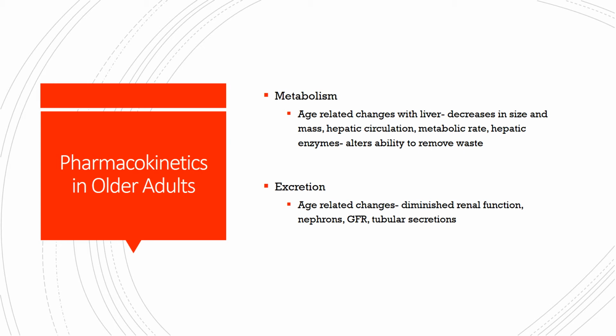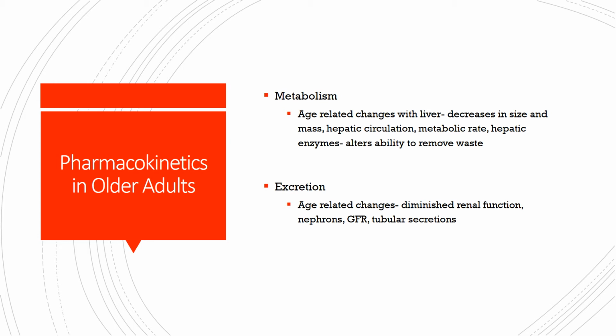Now, excretion, primarily we think about our kidneys being the main place where meds are excreted once they're metabolized. Although it does happen in the GI tract as well for certain drugs, for the most part, the renal system is what we're looking at here. So, again, this is something that's affected with your older adult.